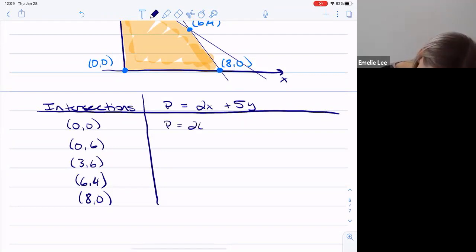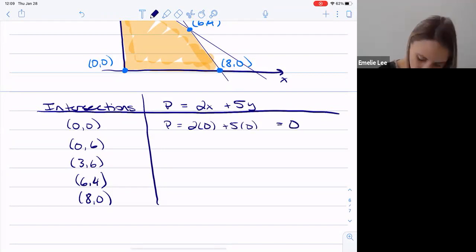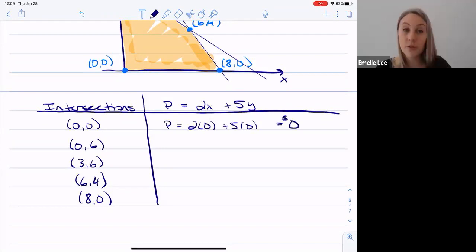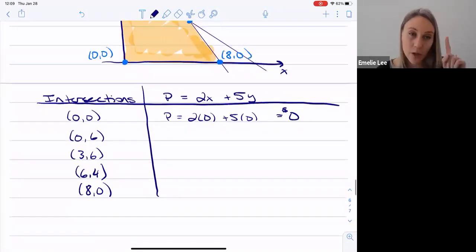So p is 2 times 0 plus 5 times 0. That's a profit of $0. No surprise, right? And I will take off marks if you don't tell me. So if I am looking at your work, and you don't tell me that 0, 0 is an option, because it's always an option for optimizing, right? But it minimizes your profit function, and that's not what we want to do. But it is always an intersection that you have to consider.